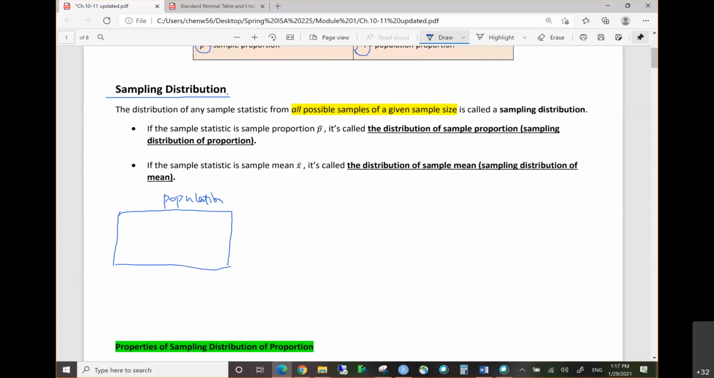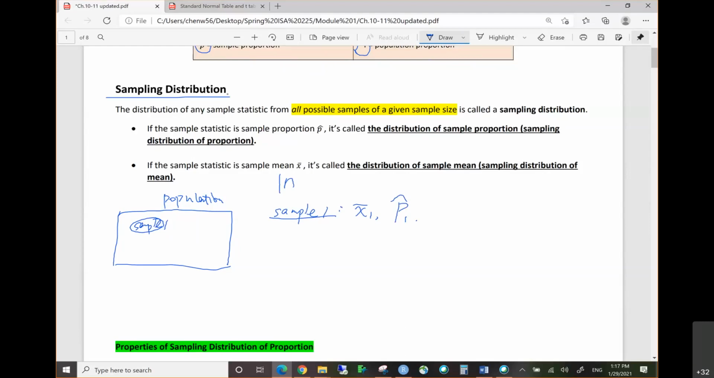So what we do, we randomly select a sample from the population. Say it is sample 1. All right, and then with this sample 1, I can calculate the sample mean X bar. We call it X bar 1. We can calculate the proportion. We call it P hat 1. All right, and then we say sample 1 has the sample size n.